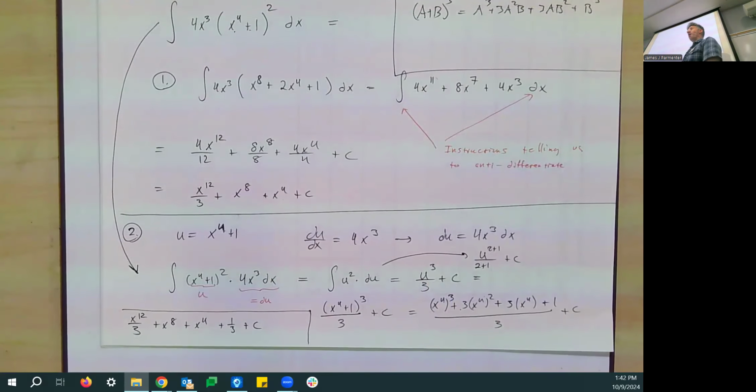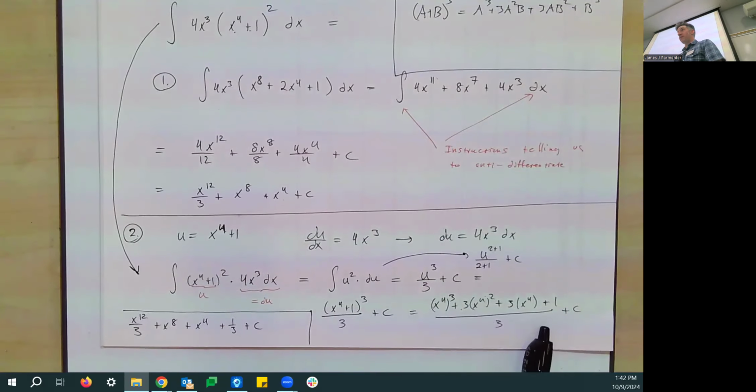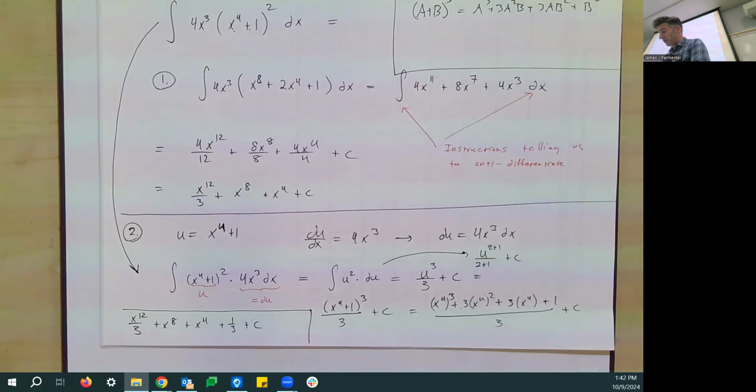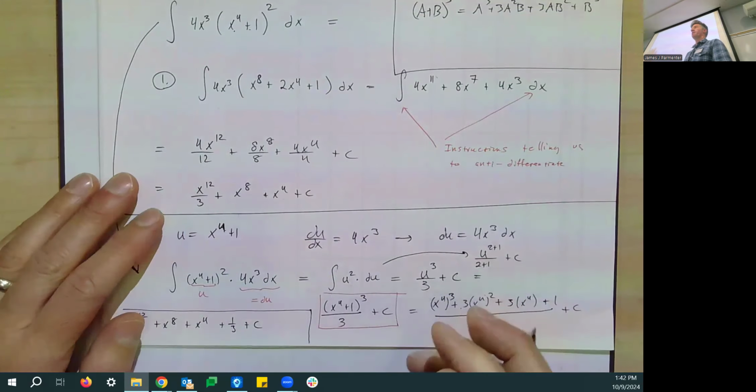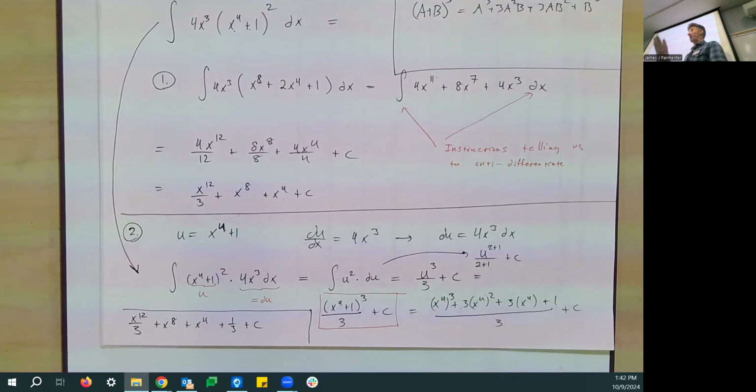Good. Now I will point out, I wouldn't actually multiply this out if I had done it as u-substitution. I would leave my answer as x to the 4th plus 1 cubed over 3 plus c. That is the correct way to write the answer here. We should not multiply it out. We were only multiplying out to see that we ended up with the same thing.